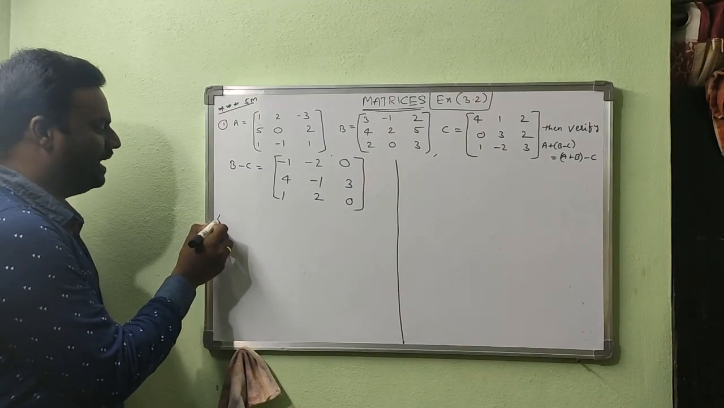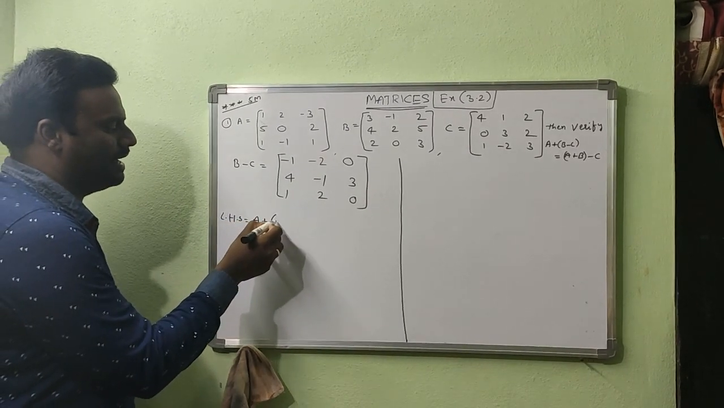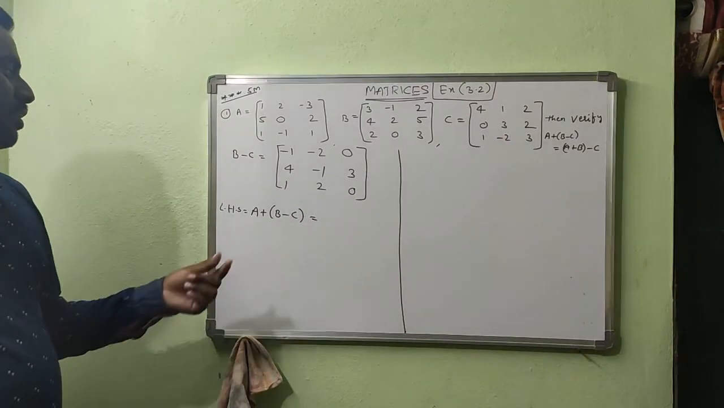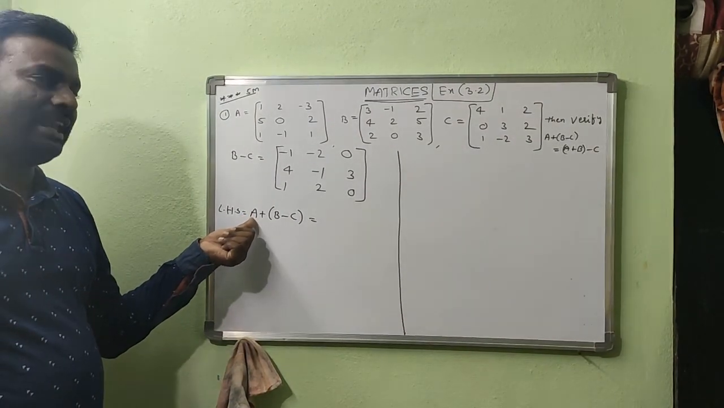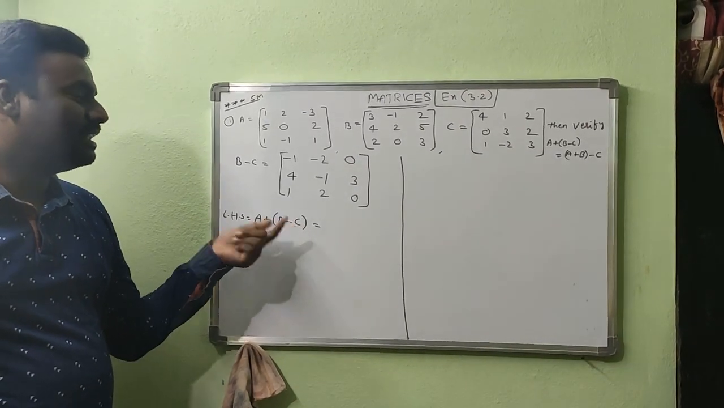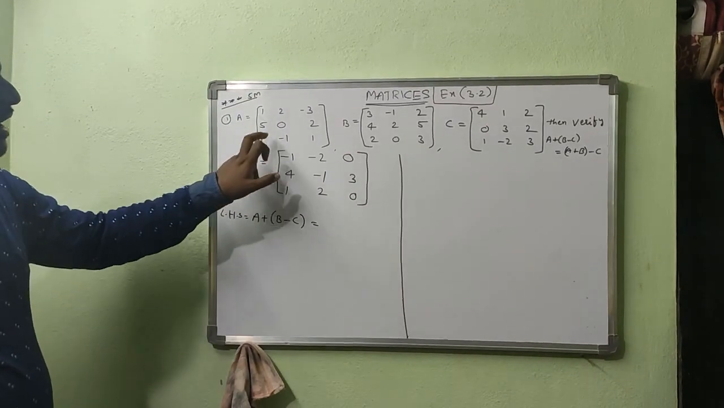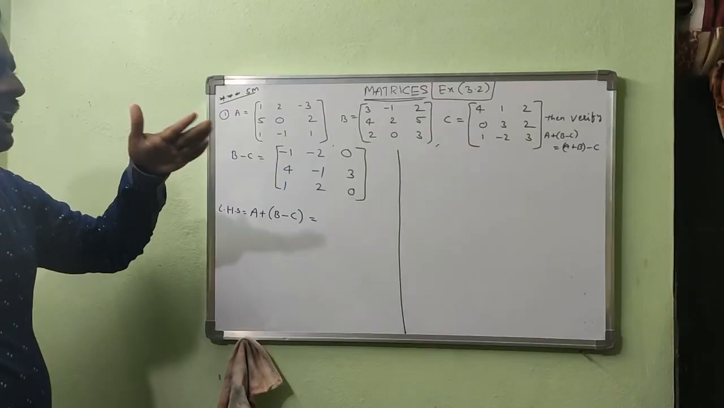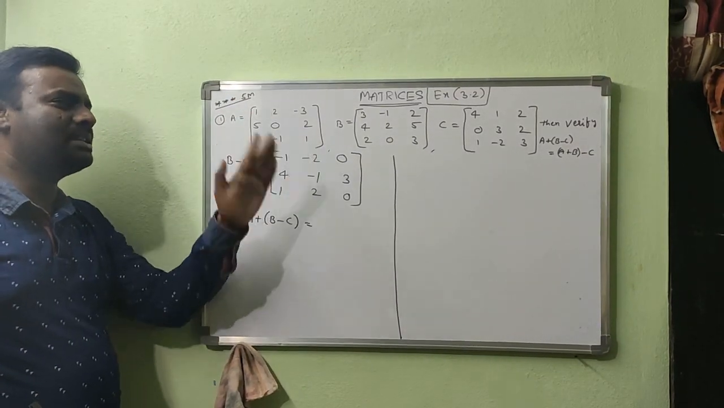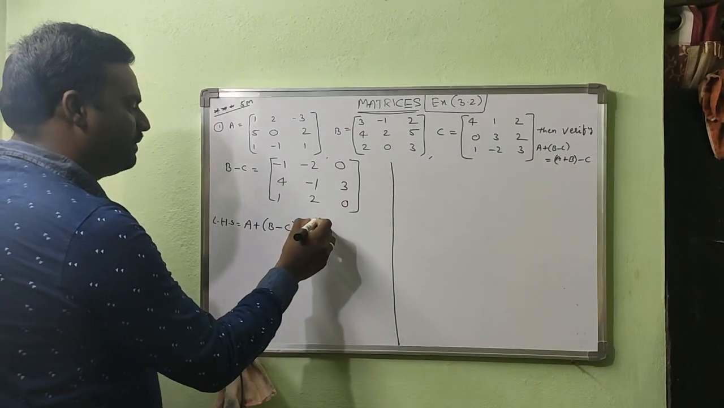Next, I am finding LHS. What is LHS? A plus (B minus C). That is nothing but we are adding A matrix and which matrix? B minus C matrix. That's why we first found B minus C. So we need to add these two matrices. Adding also follows the same procedure. First element plus first element, second element plus second element, third element plus third element, like that.